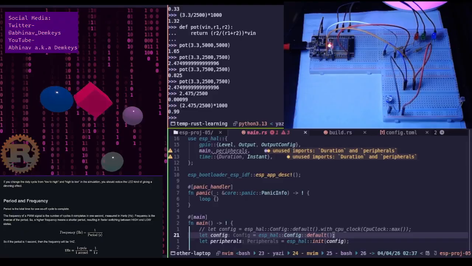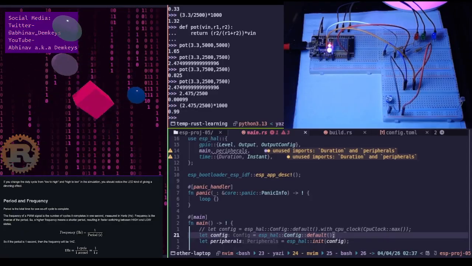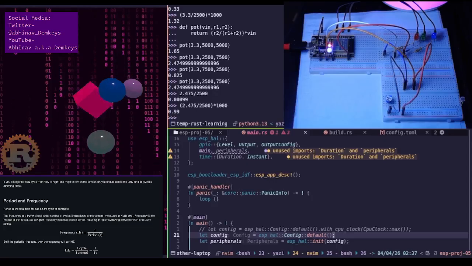Yeah, I was thinking about that as well. I don't think those were called LEDs.